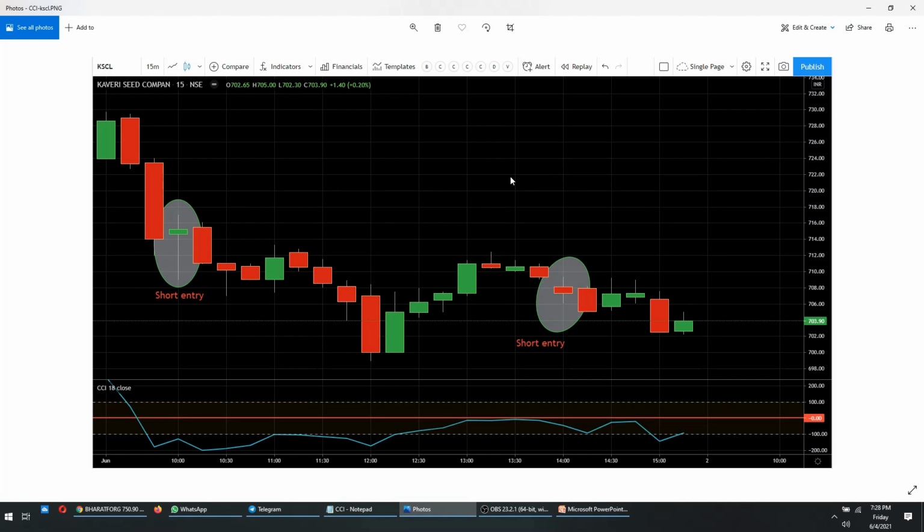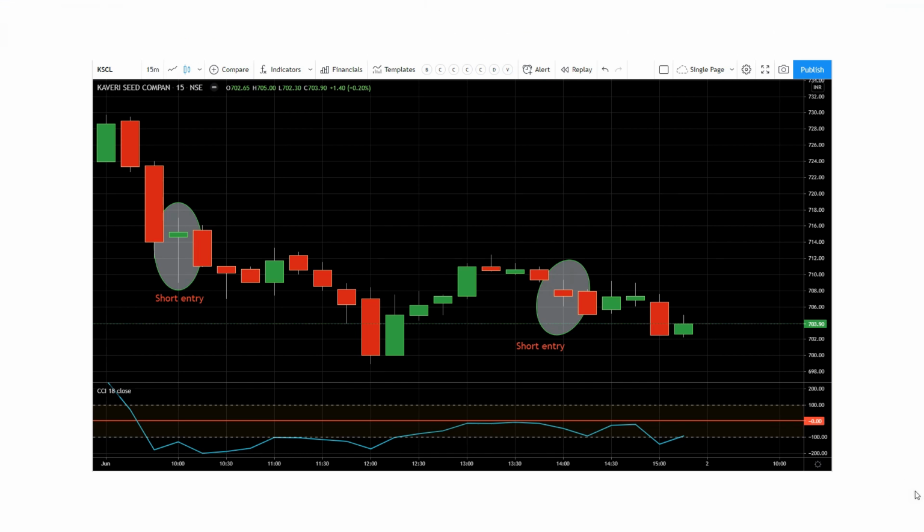Okay, so this is the 15 minutes chart for KSCL, that is the Kaveri Seeds company. As you can see here, this is the exact setup that I showed you on the charts. Again, a 15 minutes time frame, you can see on the left top corner here. Let me maximize the window here. At the lower portion you can see the CCI with value 18. Now the day started here with this green candle.